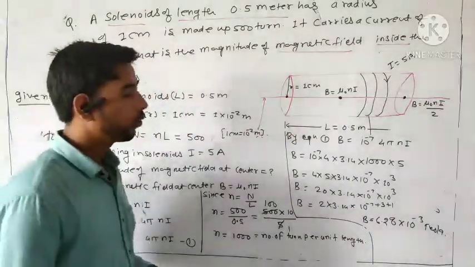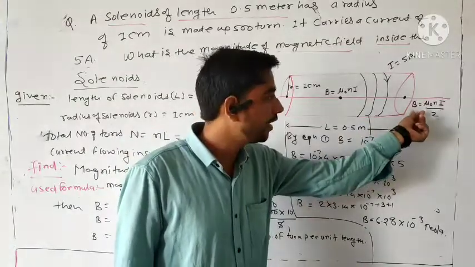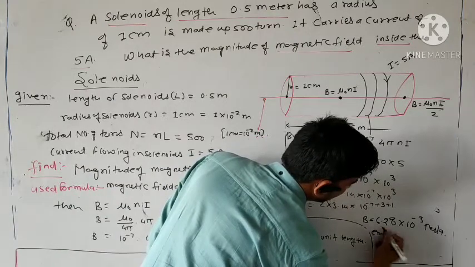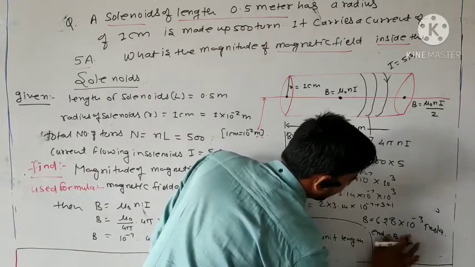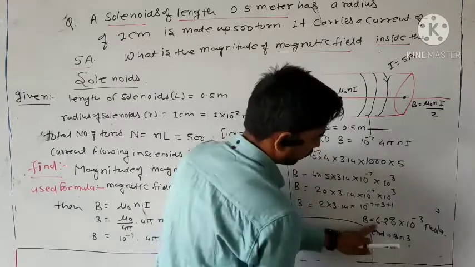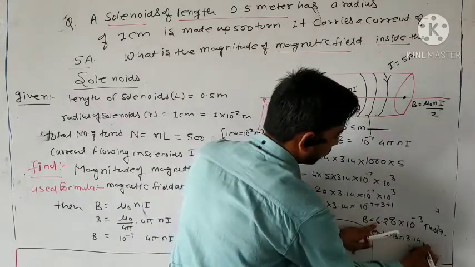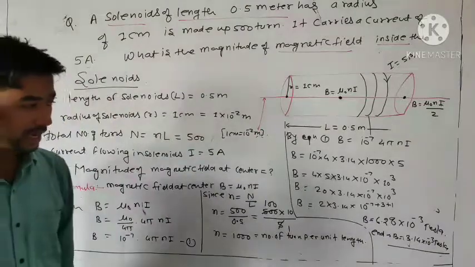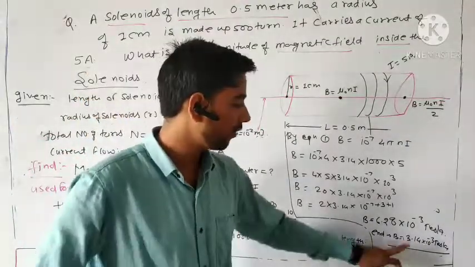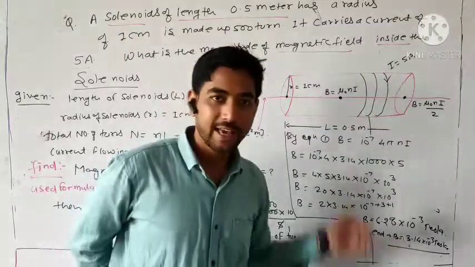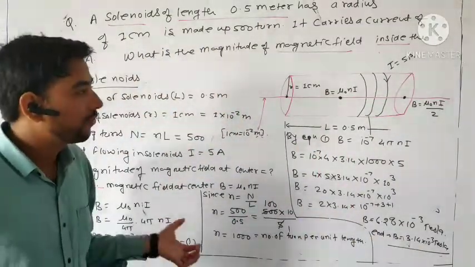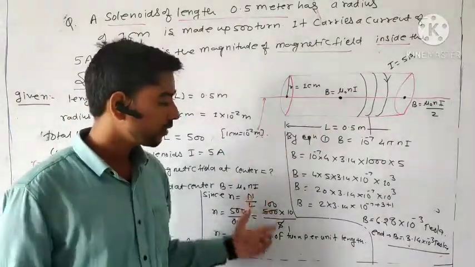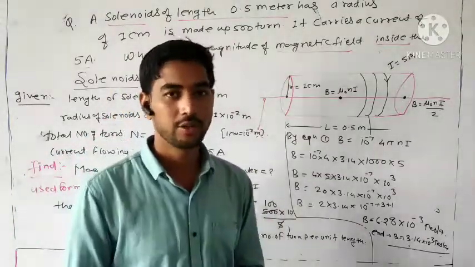Similarly, if the question asks what is the magnetic field at the end of the solenoid, then B is equal to half of this. That means you take half, so it becomes 3.14 into 10 to the power minus 3. It has not been asked here, but if the question asks, then you can find the magnetic field at the end of the solenoid equal to this. With the help of this you can find the magnetic field of solenoids. Hope this is clear, and you have to solve questions like this.